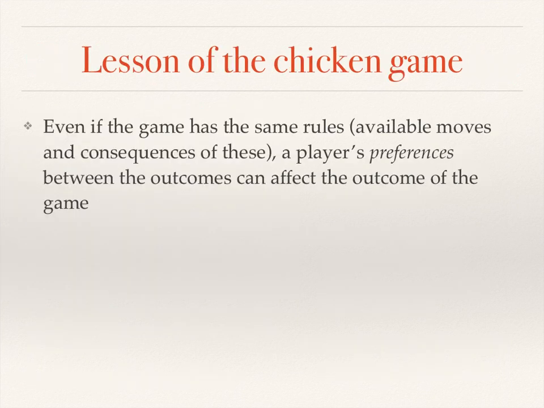So the lesson that one ought to draw from that is that even in a game with exactly the same rules, the available moves and the consequences of these moves, right? So the chicken game doesn't change. You can still either keep going straight, carry on, or you can swerve, and you still get a crash if both players carry on. So those things don't change, but a player's preferences between the outcomes, how they value dying versus showing cowardice, those preferences can affect the outcome of the game.